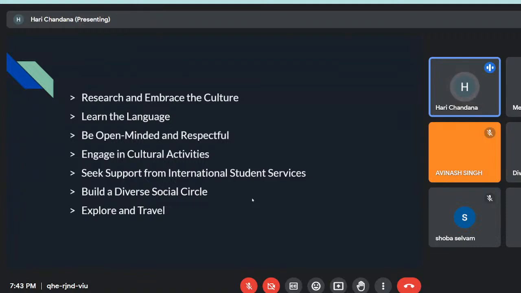This includes research and embrace the culture, learn the language, and be open minded and respectful, engage in cultural activities, seek support from international student services, build a diverse social circle, explore and travel.